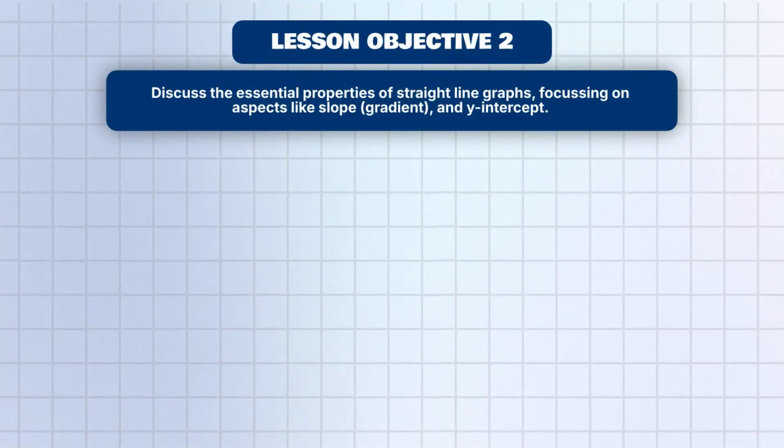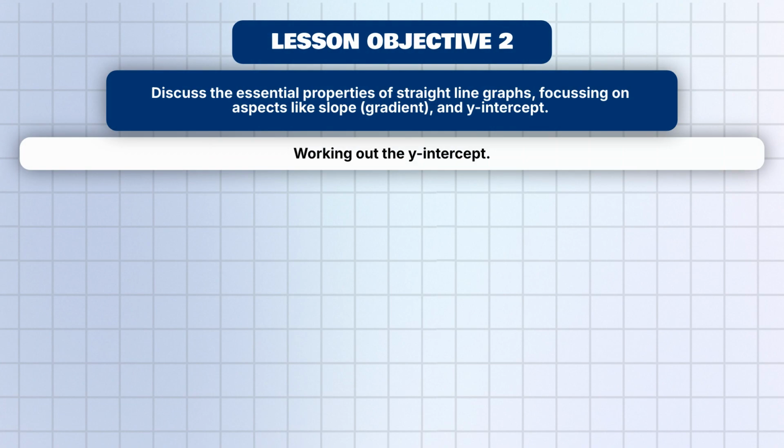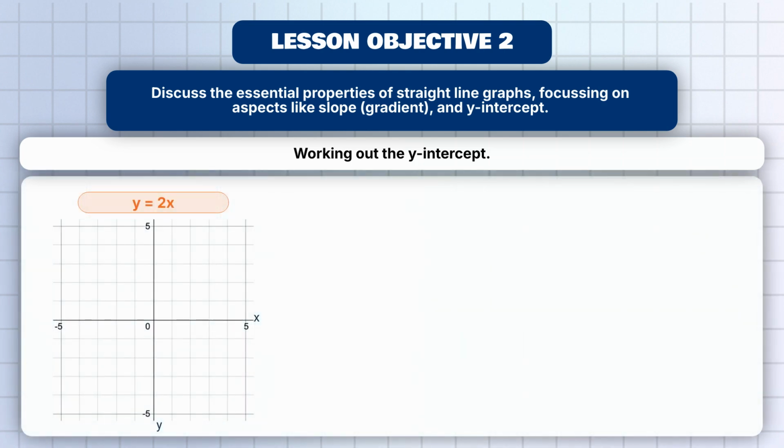Our final point of learning is how to work out the y-intercept. Firstly, when x is equal to 0, for y is equal to 2x, y is equal to 0. This means that the line intersects the y-axis at (0, 0).